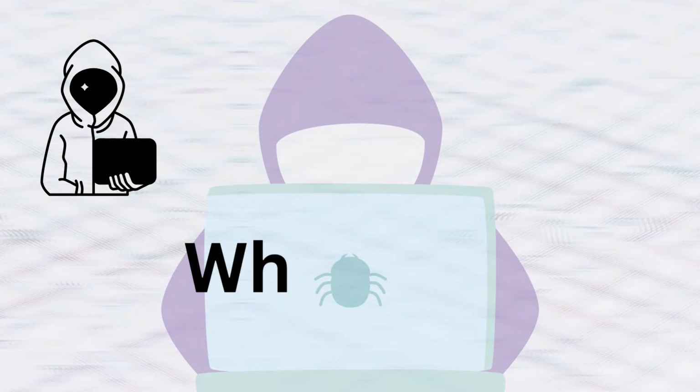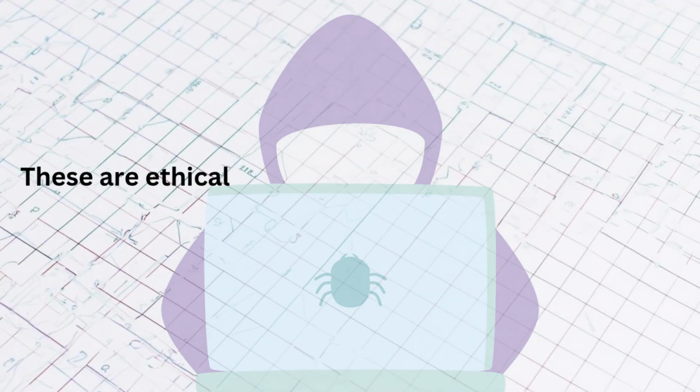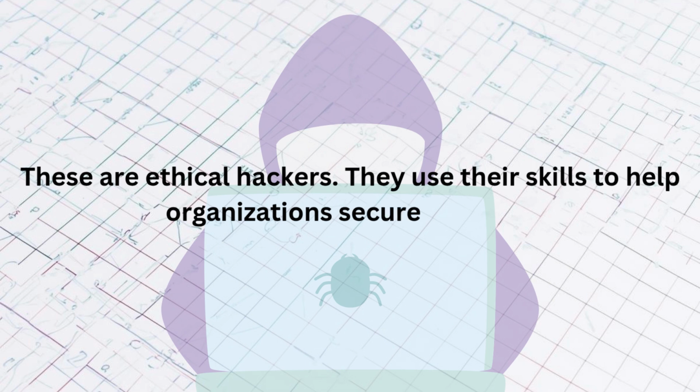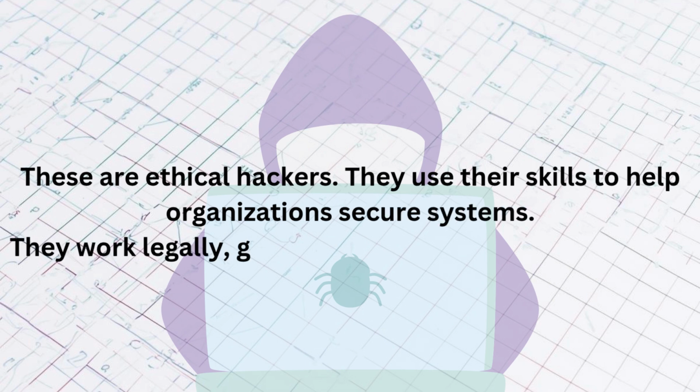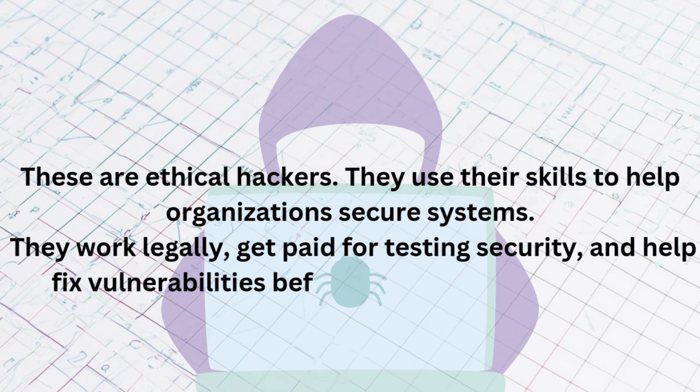Number 1. White hat hackers. These are ethical hackers. They use their skills to help organizations secure systems. They work legally, get paid for testing security, and help fix vulnerabilities before criminals exploit them.